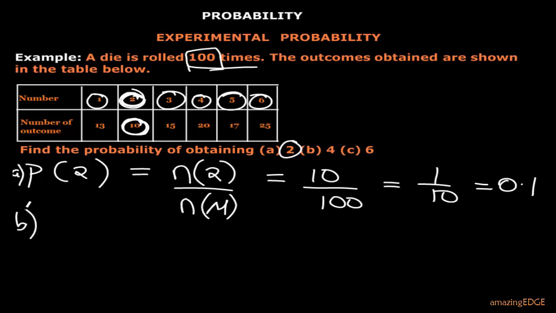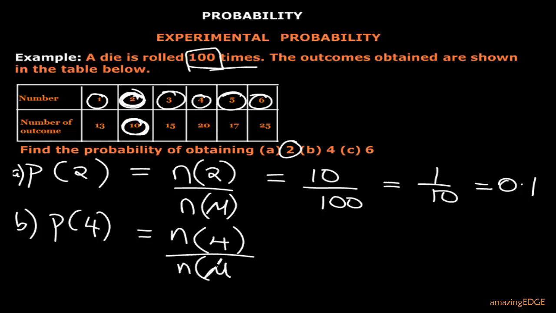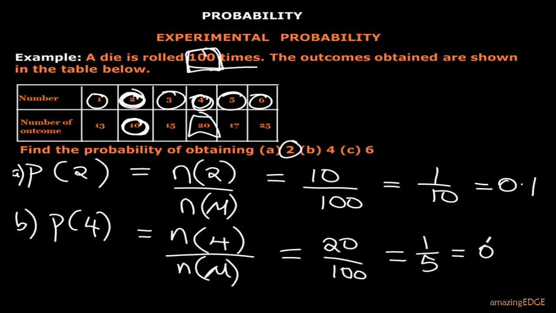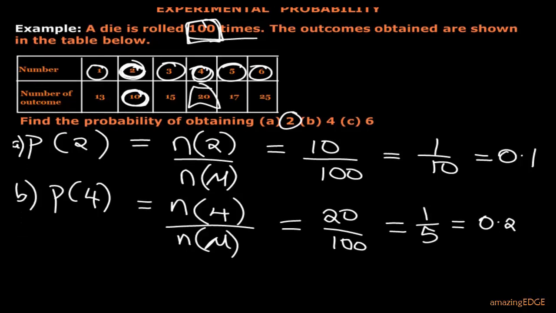For the B part, we talk about the probability of obtaining 4, face 4. The probability of obtaining 4 is the number of times 4 appeared over the total number of appearances. 4 appeared 20 times, so this is 20 over the total number of appearances, which is 100. This gives us 1 over 5, which is the same thing as 0.2 if you want to leave it in decimal.